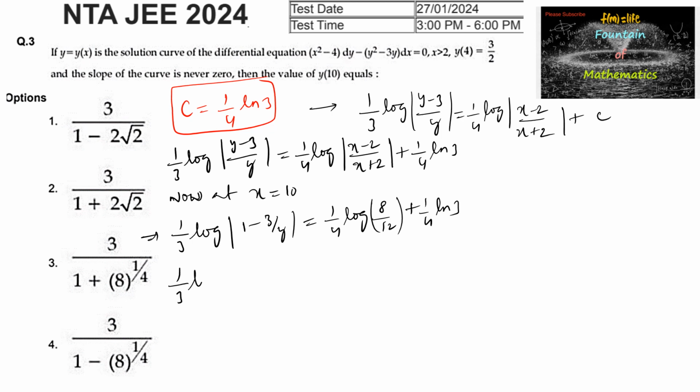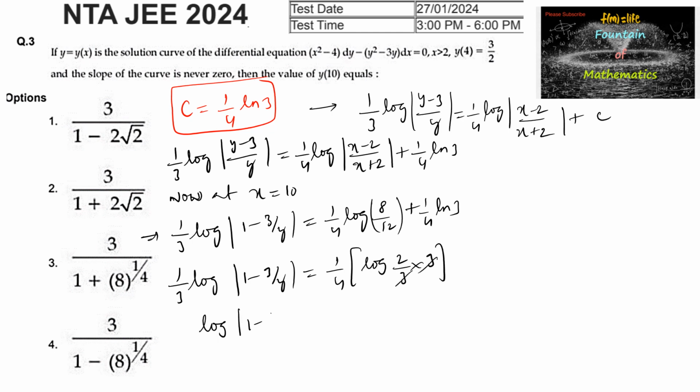Or we can also write 1/3 log|1 − 3/y| = 1/4 taken common, log(8/12), we can write 2/3, log a + log b is log ab, so we can write here log 2. So 1/3 log|1 − 3/y| = 3/4 log 2... or 1 − 3/y = 2 to the power of log 2 to the power of 3/4 here, that is 2³ is 8, 8 to the power 1/4. So 1 − 3/y = 8^(1/4).